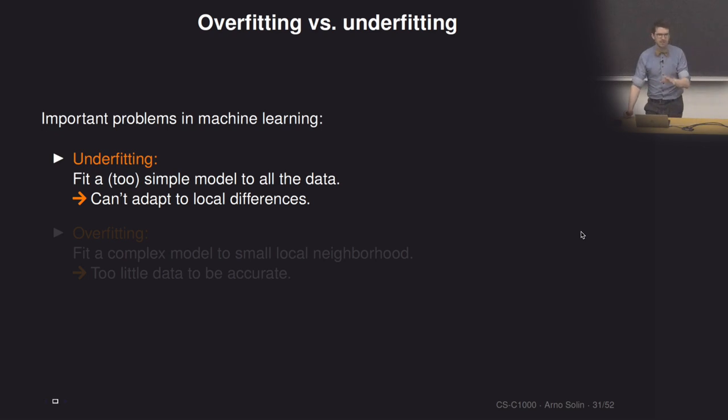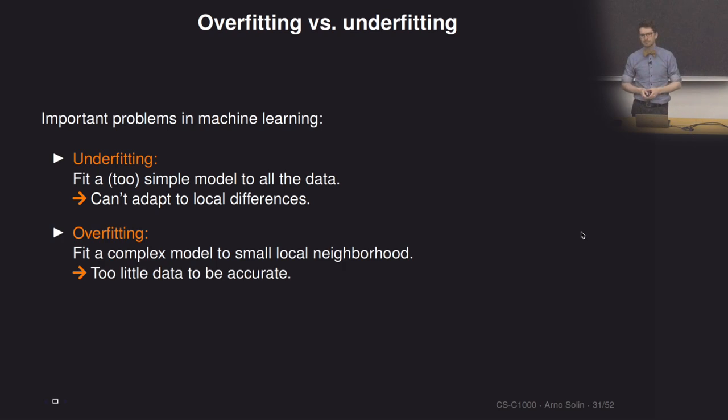Underfitting basically means that you have chosen a too simple model that cannot actually explain or adapt to the local differences or the local features in the data. While overfitting means that you have too few data samples to actually fit your very complicated model to.